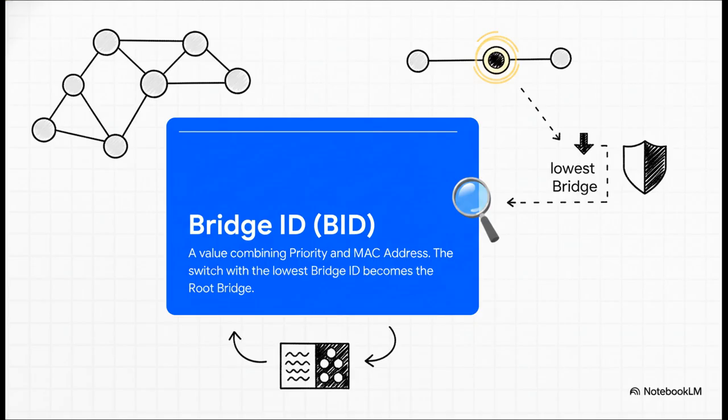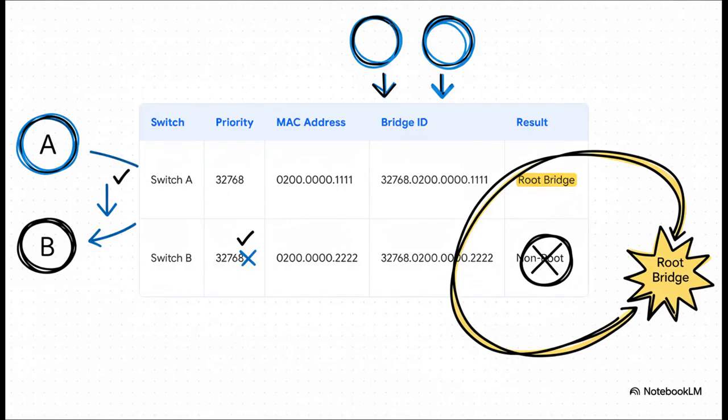And the rule for the election? It's dead simple. The switch with the lowest overall bridge ID wins. Period. That's how you become the root bridge. Let's look at a quick example.